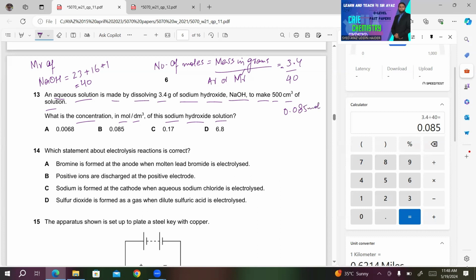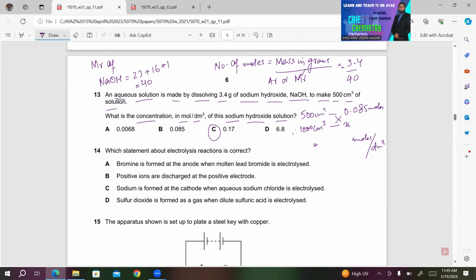0.085 moles. So according to the information from the question, that is data, 500 centimeter cube contains these moles. Therefore, 1000 centimeter cube contains X moles, which will later on become moles per dm cube. So we get X by multiplying 0.085 by 1000 and dividing by 500. 0.17. So C must be the right answer for number 13.